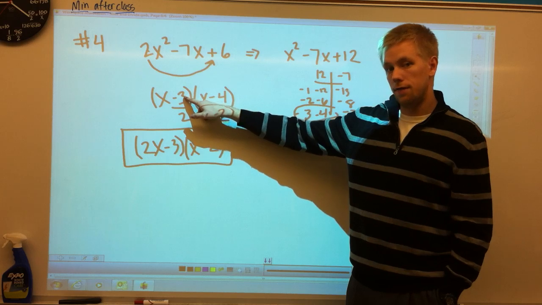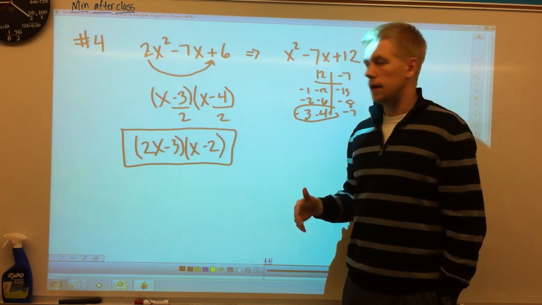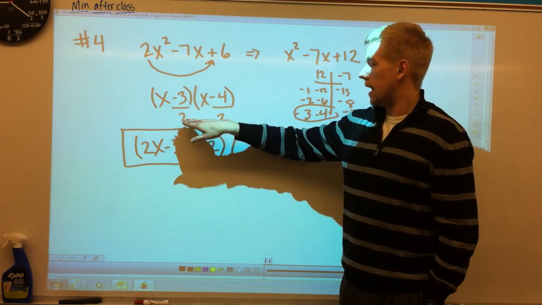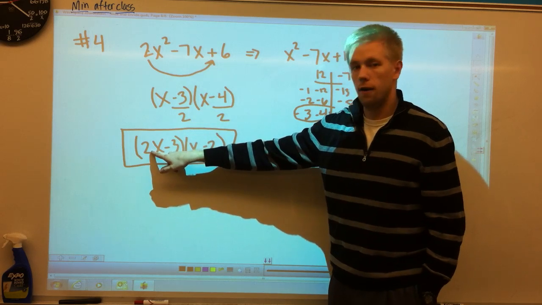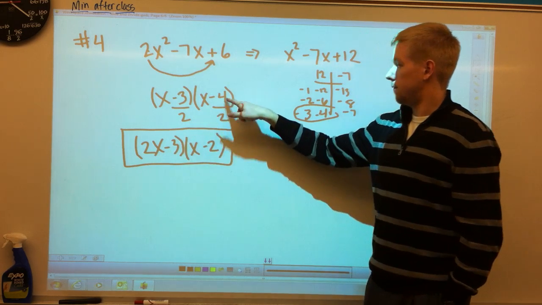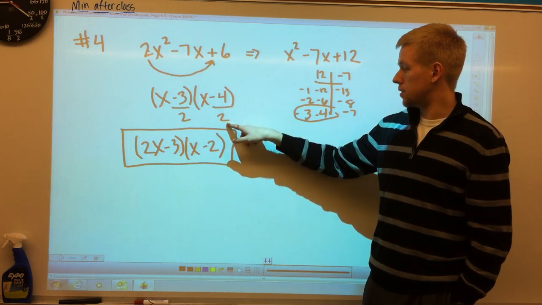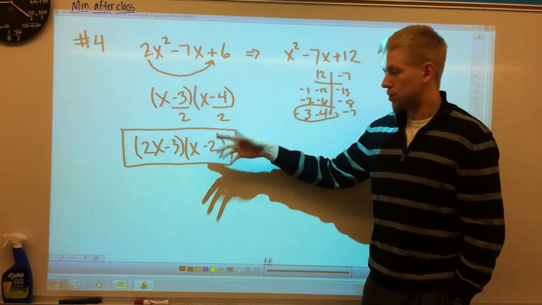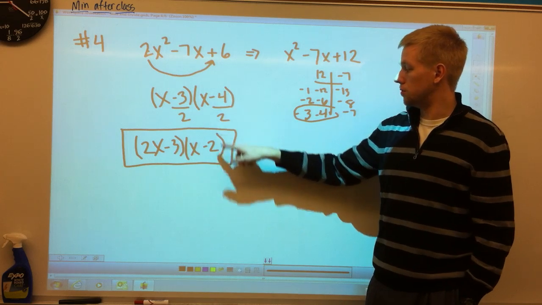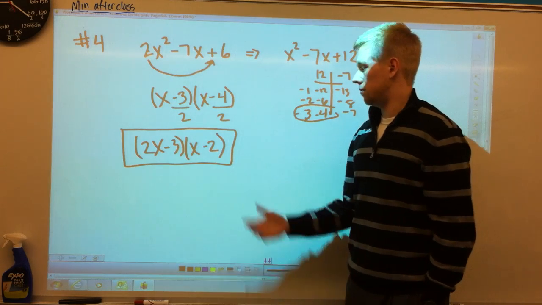Now, -3 divided by 2 doesn't divide evenly. So I know I'm going to have to take that denominator and put it in front of my x. -4 divided by 2, however, does divide evenly. That becomes a -2. So I can write that x minus 2 right there because of this -4 and 2 divide evenly, and then I should be good to go.